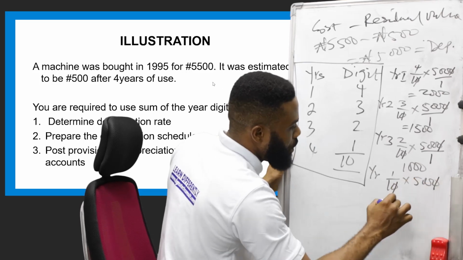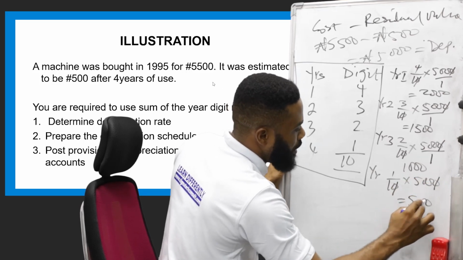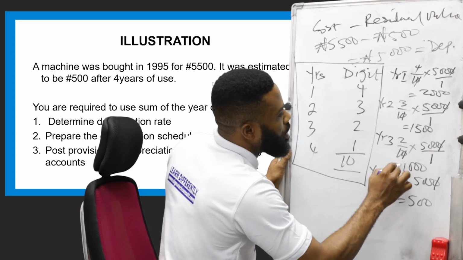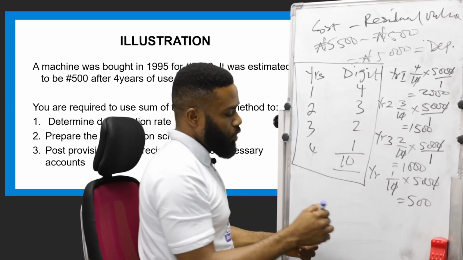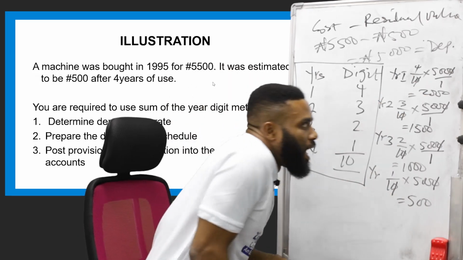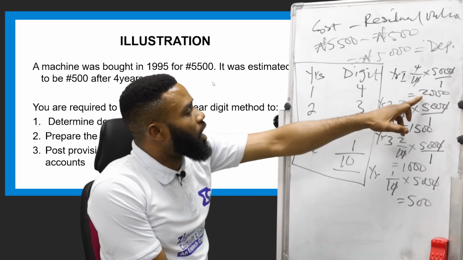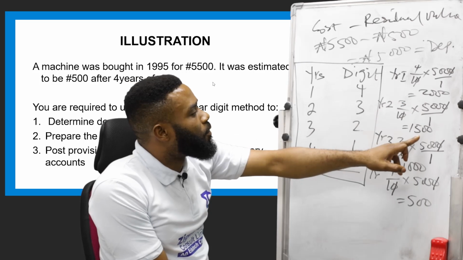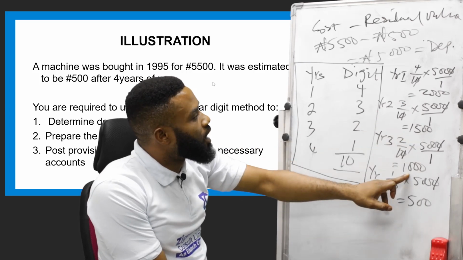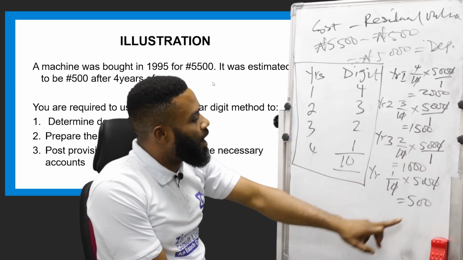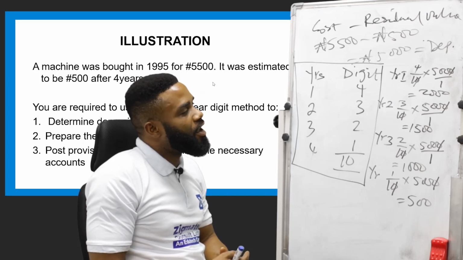0 will cancel 0, and you'll be left with what? 500. So this is what is expected of you. Now, the depreciation rate is going to be what? 2,000 for year 1, 1,500 for year 2, 1,000 for year 3, and 500 for year 4.